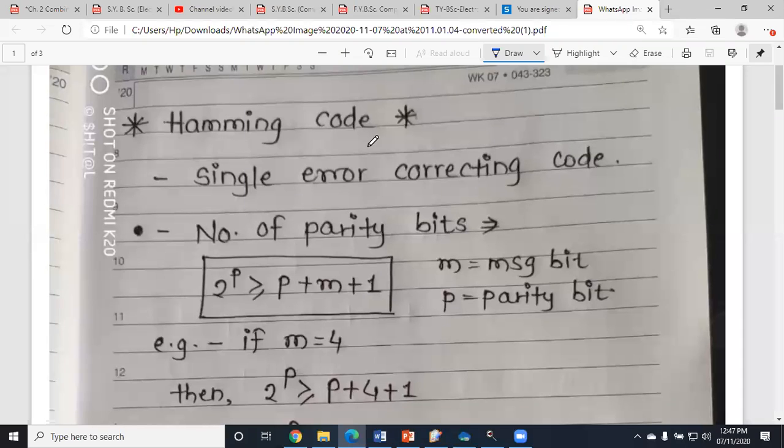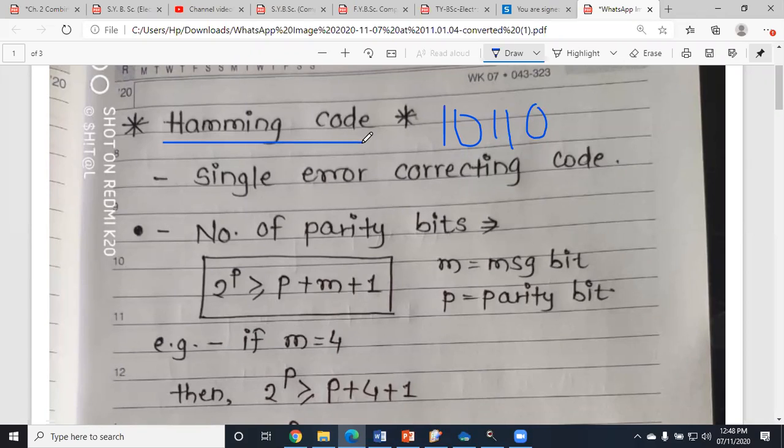So we are going to see Hamming code. Hamming code is the method in which you can detect or correct a single bit error. For example, if you are sending information that is 10110, and in that message there is an error of a single bit, then you can correct that error by using Hamming code. How to correct the single bit error we are going to study today.